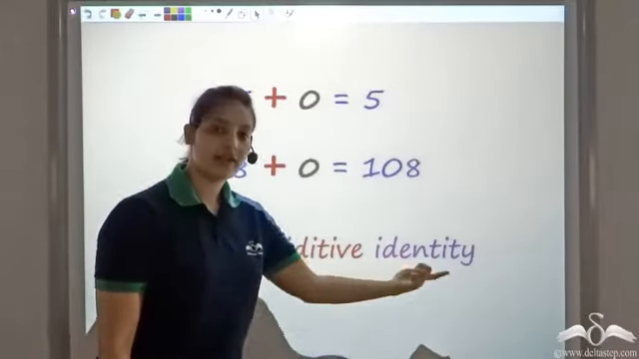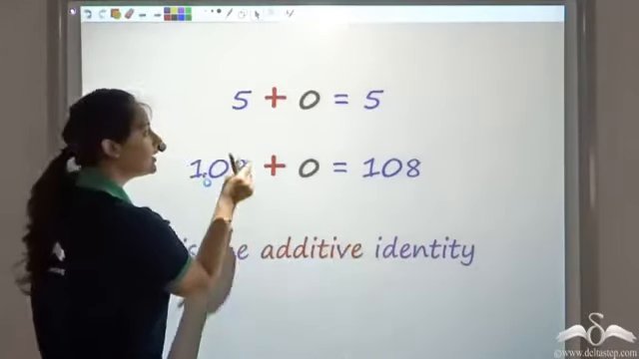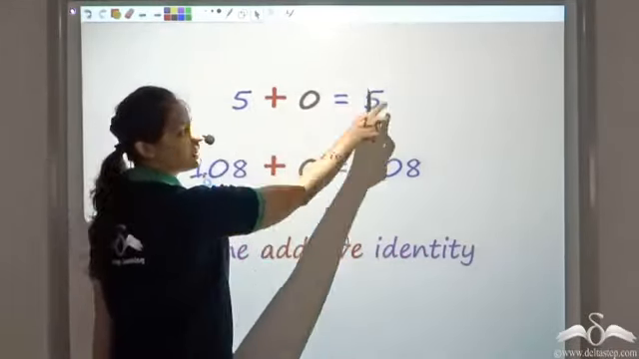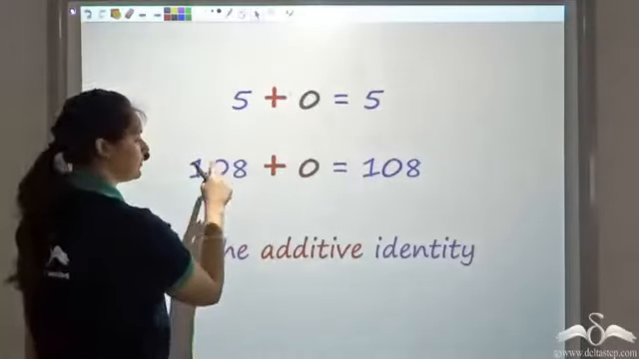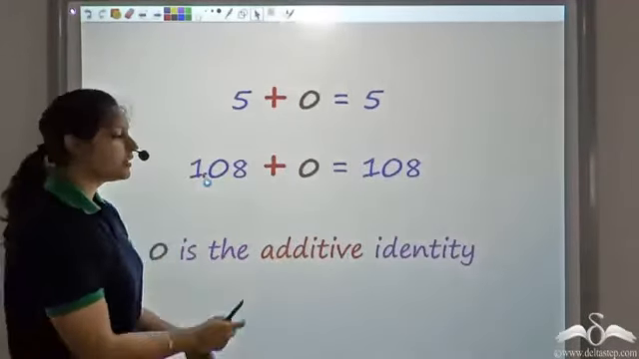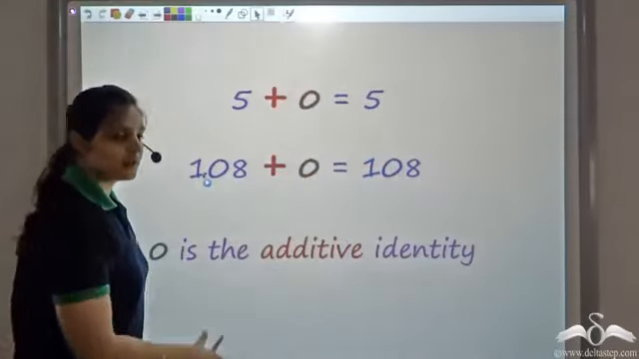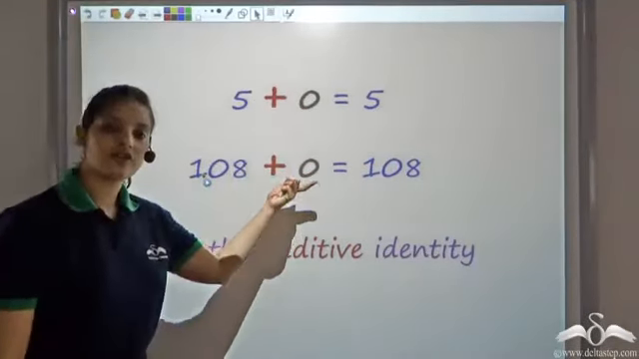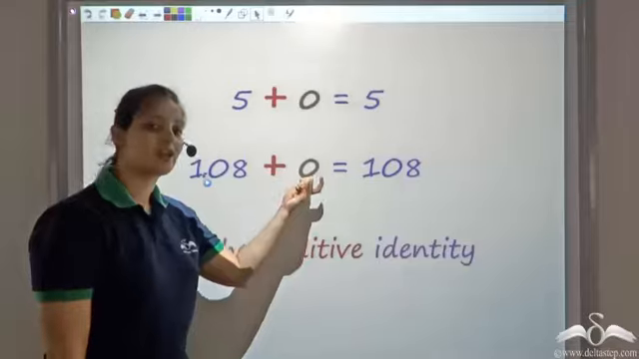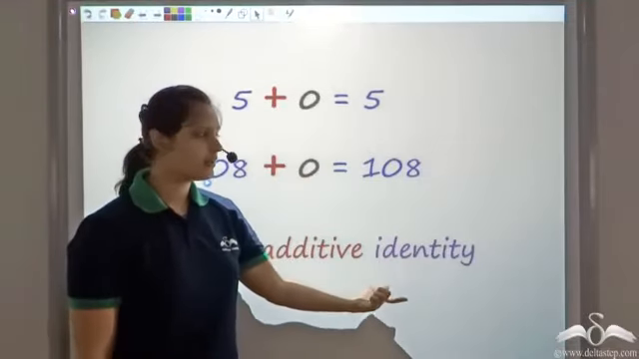Why is it the additive identity? Well, identity because the number is not losing its identity. The number remains the same. And additive because if you add 0, the number is not changing. So since the number on addition of 0 is not changing, we say that 0 is the additive identity.